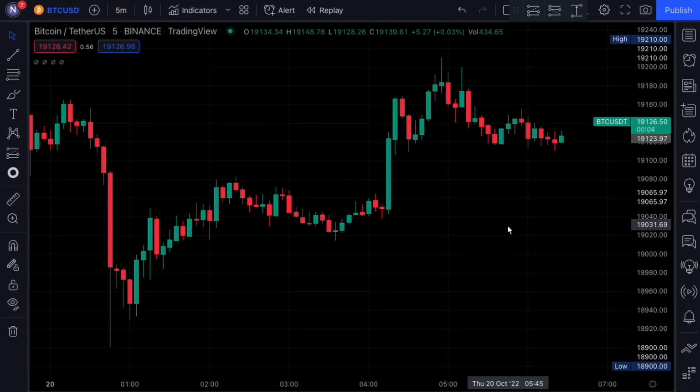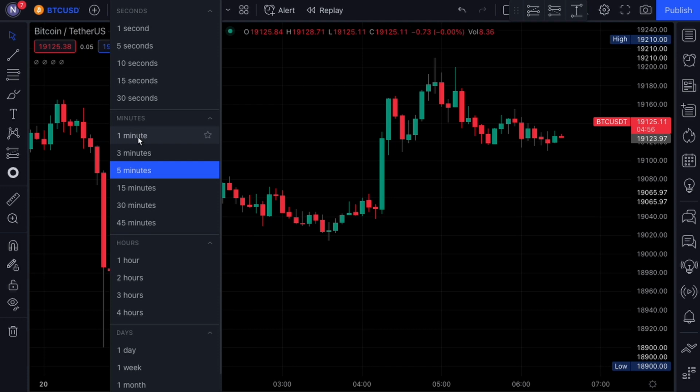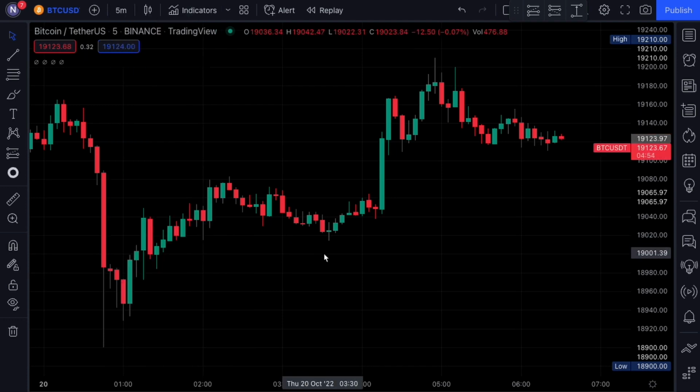Alright, let's jump into TradingView. Okay, so for this scalping strategy, I'm going to be using TradingView.com for my charts and indicators, and I recommend you do the same. My chart is set to a 5-minute time frame, but you can use 1 minute, 10 minute, or even an hour. It's really up to you.